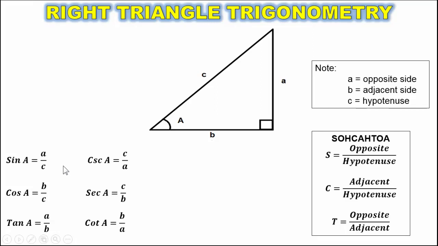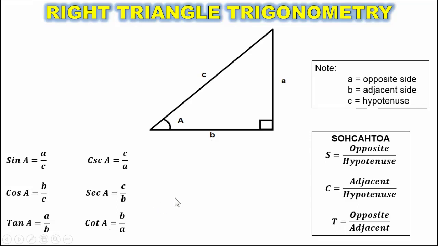The reciprocal of the ratio A all over C, which is C all over A, is the cosecant of the angle A. The reciprocal of the ratio B all over C of the cosine becomes the secant of that angle A. The reciprocal or inverse of the A all over B becomes the cotangent of the angle A.